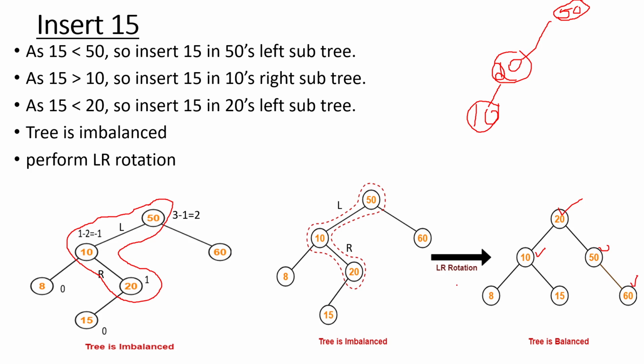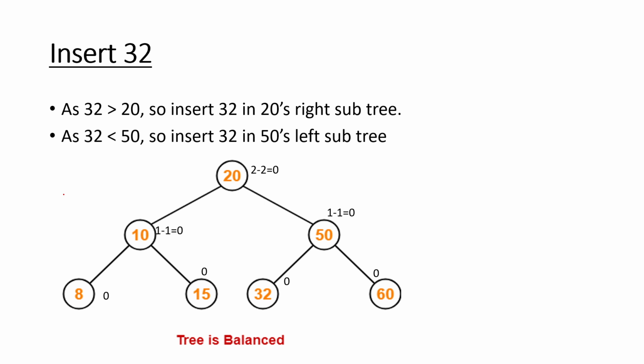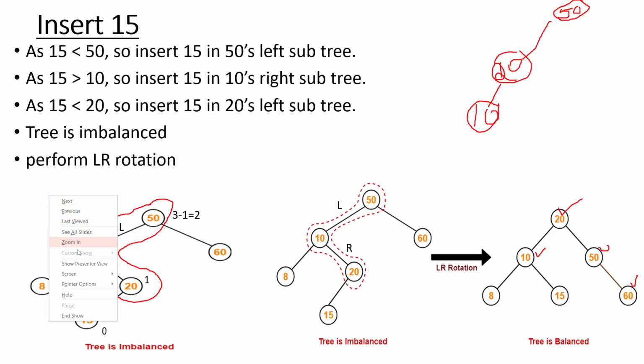Then where is that 8? 8 is left of 10. Then you have to put 15. 15 is on the left of 20. Where is that 15? 15 is the right of 10 and left of 20. Both are satisfied, so this is the place. 15 is inserted, so the tree gets balanced.